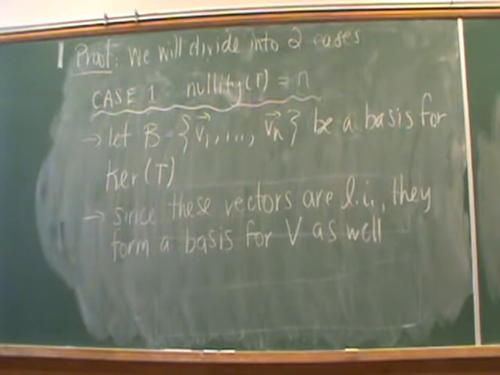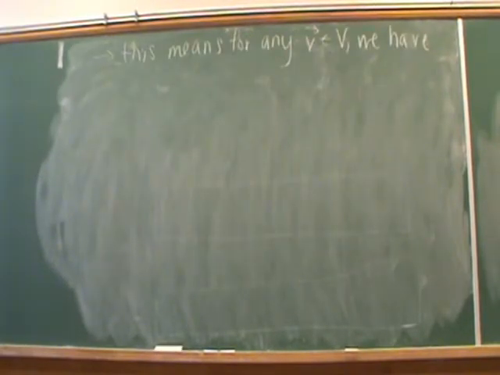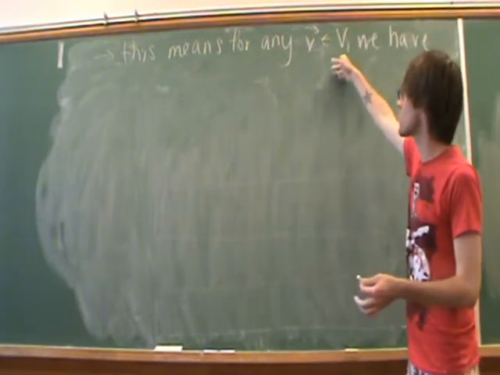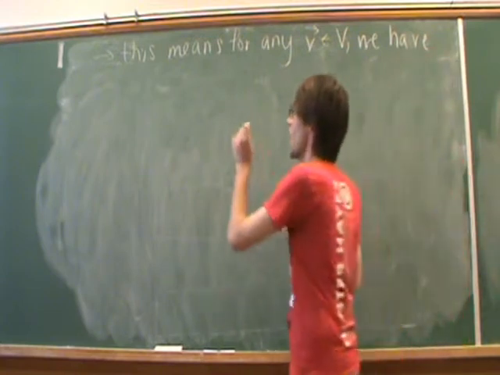Now B is a basis. That means that the vectors V1 all the way up to Vn span, but more importantly, they're linearly independent. So we have n linearly independent vectors. All of these vectors are inside of our vector space V, so they must also be a basis for our vector space V because V has dimension n.